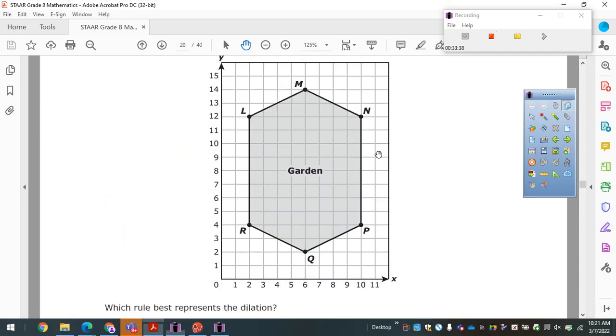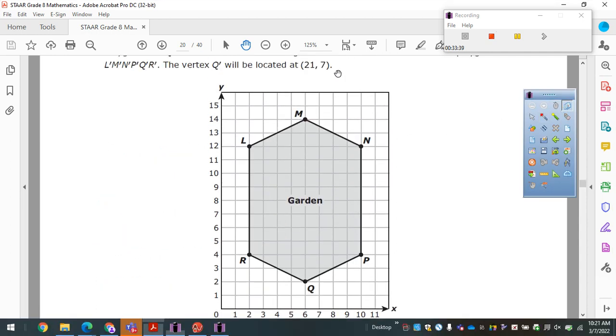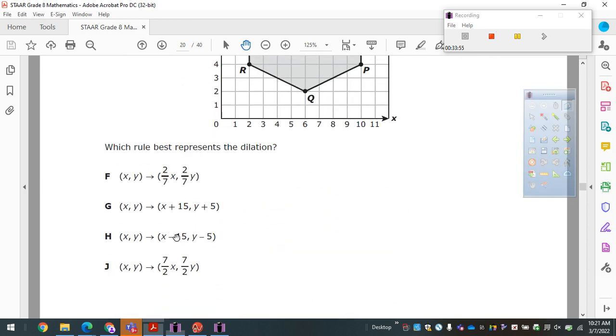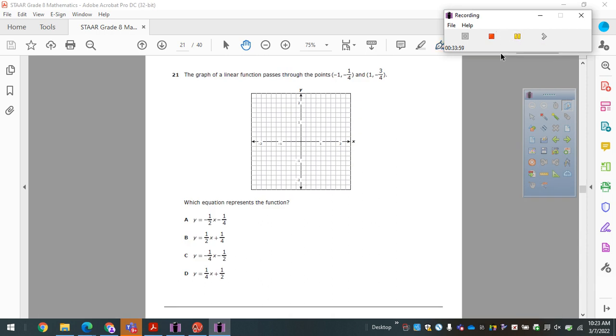Again, somebody said, sir, I didn't understand the question as far as bigger or smaller. So they're talking about Q. So compare the original Q from 6, 2 becomes 21, 7. It automatically gets bigger. So which is the bigger one? J. Yes. Very important to understand, yes.